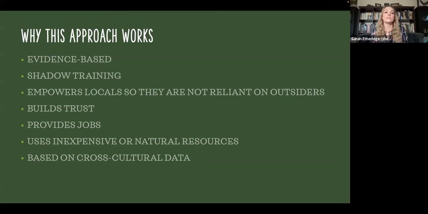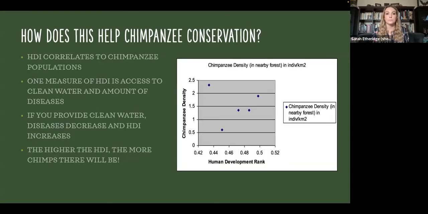And it uses inexpensive or natural resources, things they already have access to, or things that we can very easily provide for them. And it's based on cross-cultural data. So I could go pretty much anywhere and use this program and not have to really change it too much, because we are using things that people from all over the world contributed to.